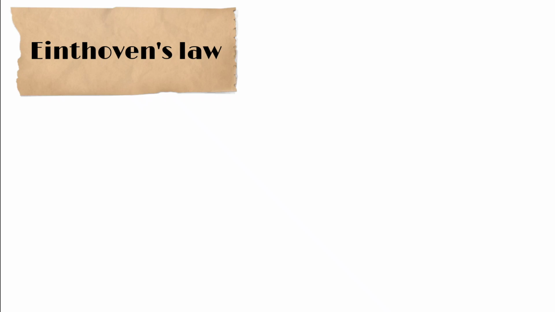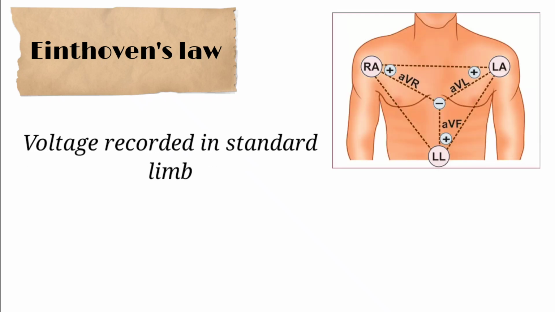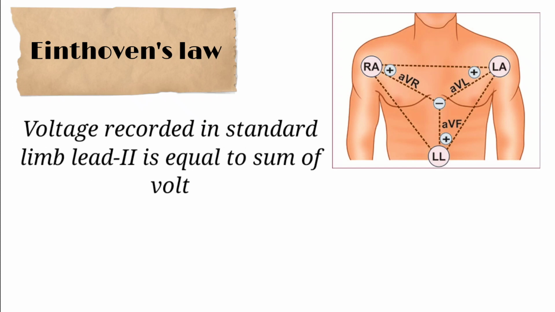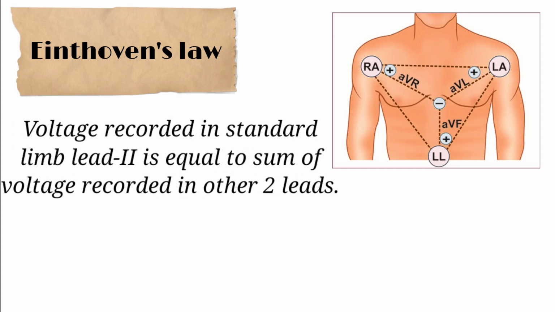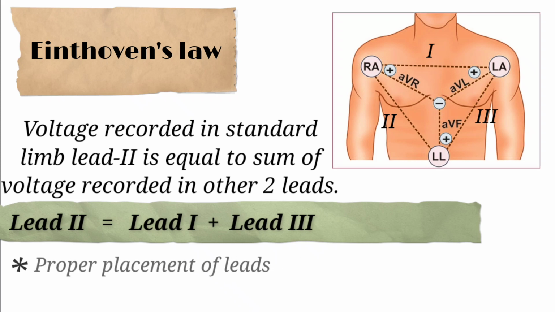Einthoven's law. Einthoven's law states that the voltage recorded in standard limb lead 2 is equal to the sum of the voltages recorded in the other two leads, where lead 2 equals lead 1 plus lead 3. This equation helps to check the proper placement of the ECG leads. Einthoven's law holds good for ECG recording done using standard bipolar limb leads.